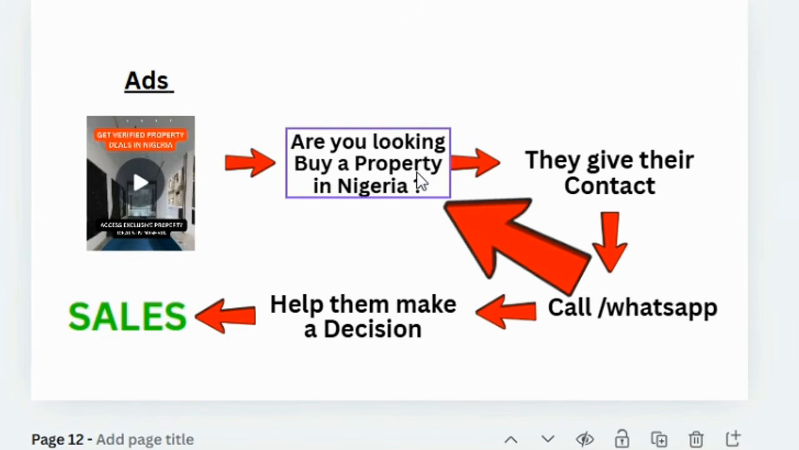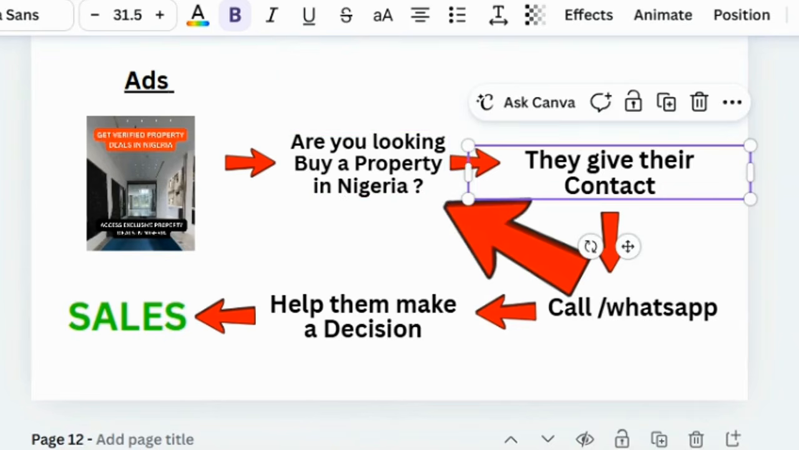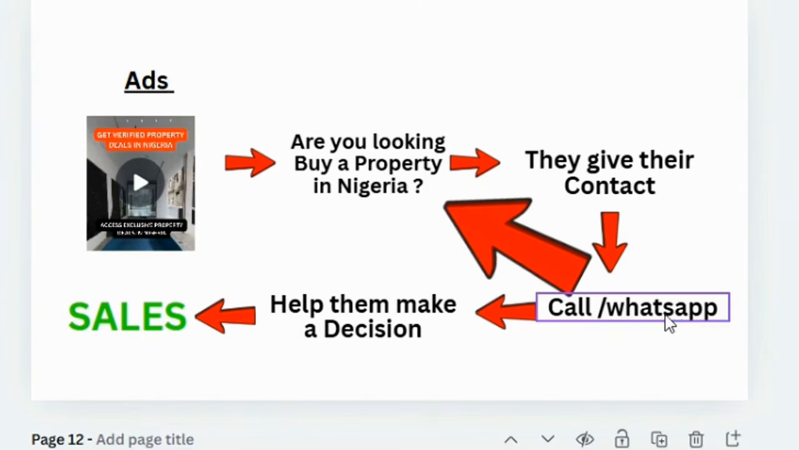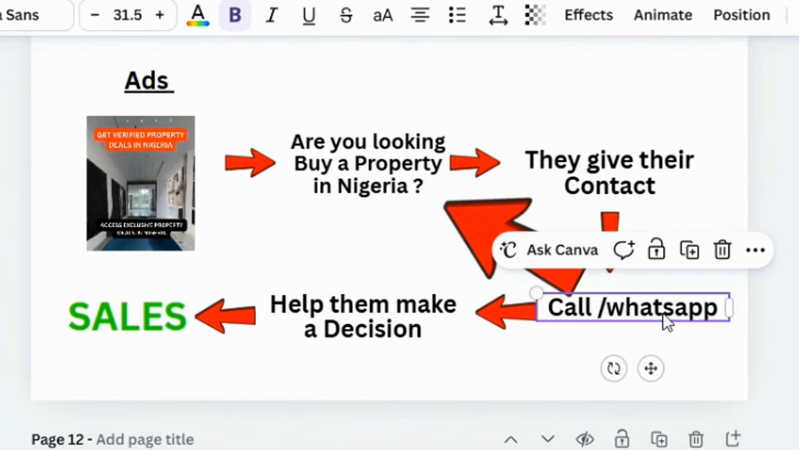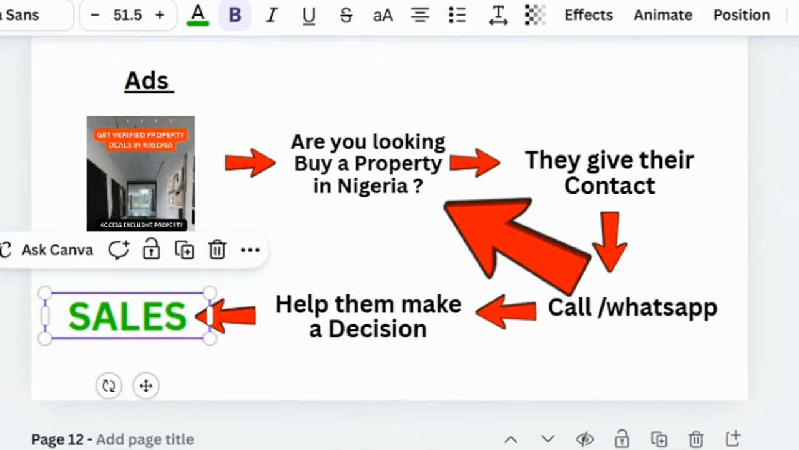This helps us to qualify them very fast, to know who actually has the intention of buying property or not. Most of them say yes because this form qualifies them. So they say yes, we get their contacts and the conversation starts. This is where you call them, have a conversation, build rapport and trust with them, and help them make a decision, which leads to sales.